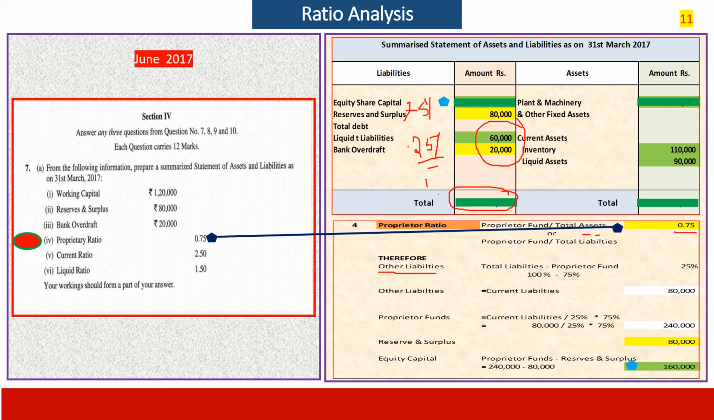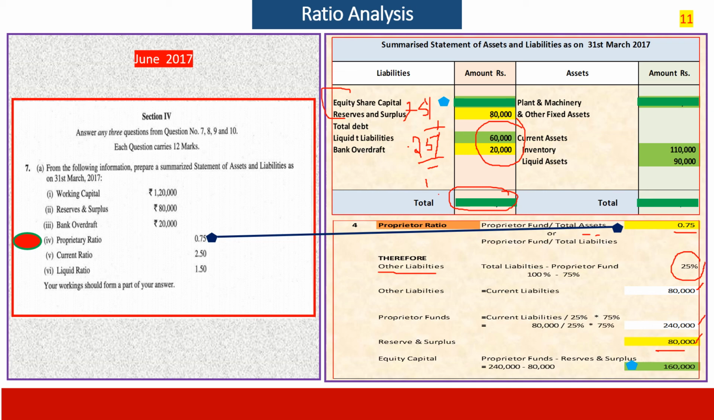Proprietors' fund plus other liabilities is equal to 100%. If this is 75%, equity capital and reserves and surplus, then liabilities and bank overdraft are 25%. We have the figure as 80,000. If 80,000 is 25%, proprietors' fund is 75%. How much is it? 3 times, 2,40,000. And we have got 80,000 as the reserves and surplus. Total of these two is 2,40,000.